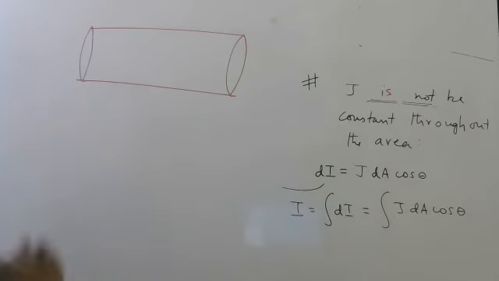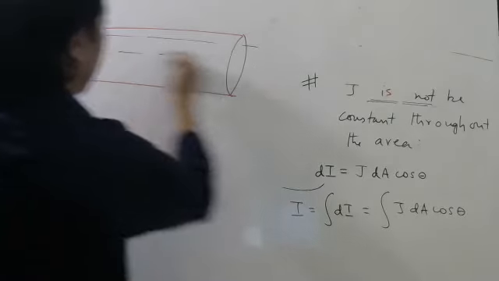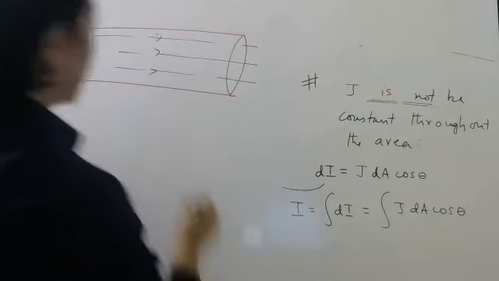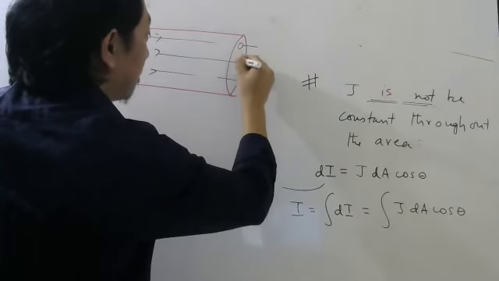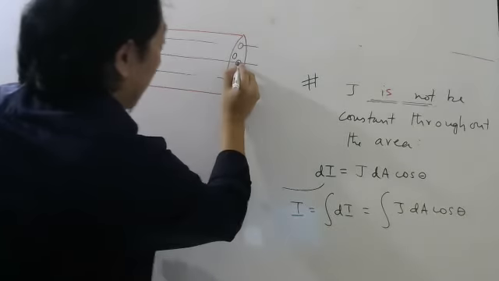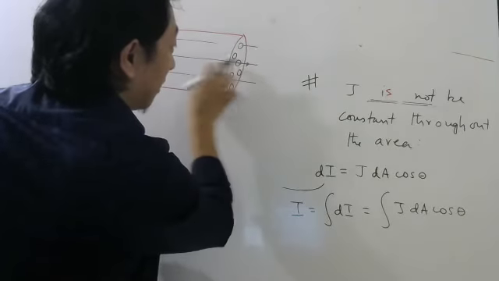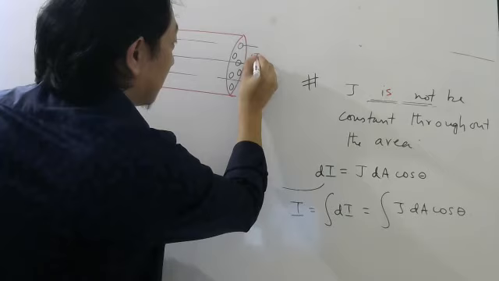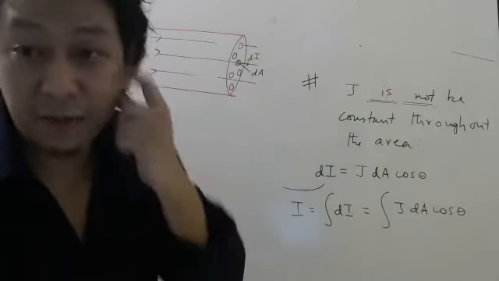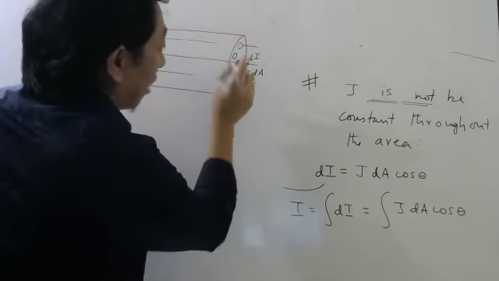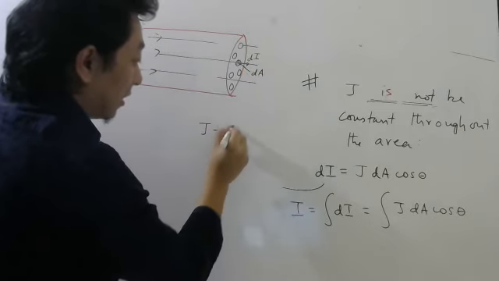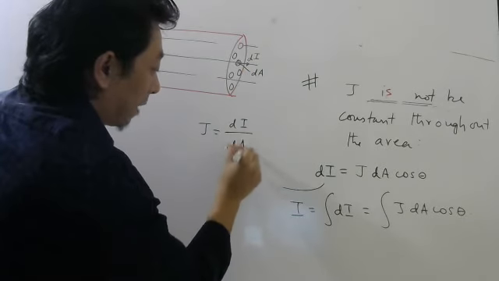Suppose this is a wire, and let's say positive charges are moving like this. Now, if you divide this into small areas, and every small area has the same current coming out, so here dI current is coming out for this much area dA. dI means small current. So if a small current is coming out through this area dA, then what will be the current density here? dI by area, right?